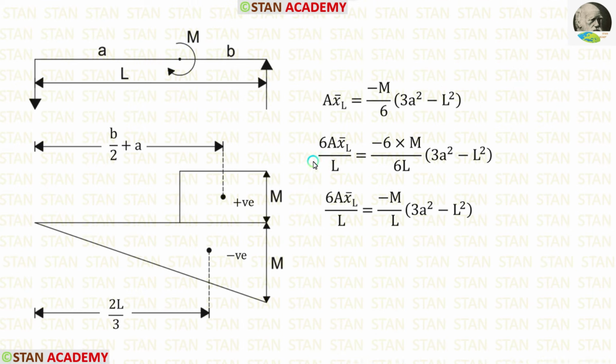Now let us find 6A x bar L upon L. This 6 and this 6 will be eliminated. Finally, we are getting this value.